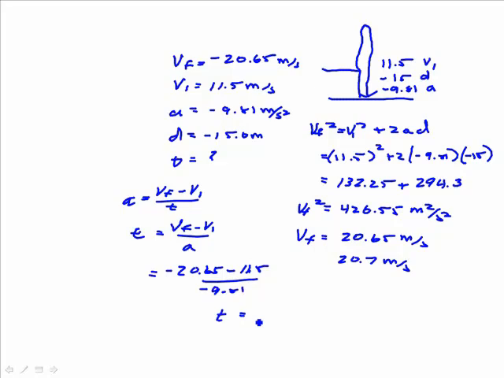And we end up with T is equal to 20.65 plus 11.5, which gives me a change of velocity of 32. From its initial velocity of 11.5 to its final velocity of negative 20.65 is a change of 32. We divide that by the acceleration, negative 9.81, and we get 3.277, okay, 3.27 seconds, or in other words, 3.28 seconds. So the total time of flight is 3.28 seconds.